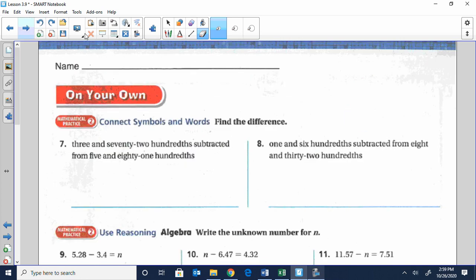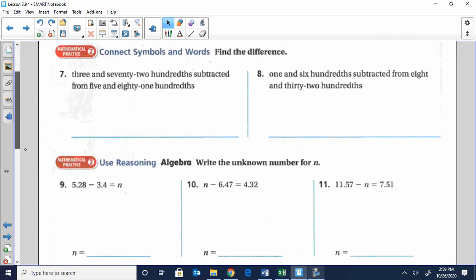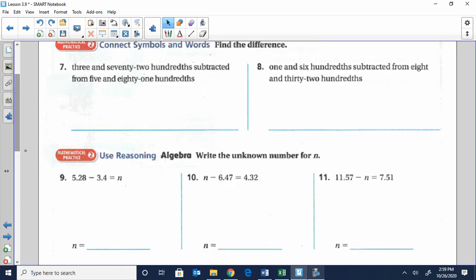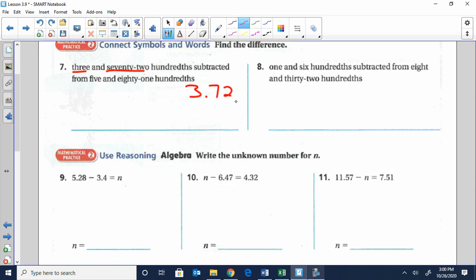I'm going to go to the next page here. Now we're going to put these in word form and solve them. Number 7, 3 and 72 hundredths. We're going to subtract that from 5 and 81 hundredths. Now remember, we are subtracting that from, so the 5 and 81 hundredths is actually going to go first, and we're going to subtract 3 and 72 hundredths from that. So we're taking that away.